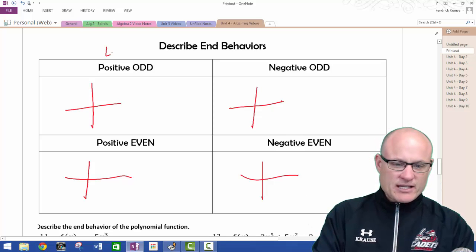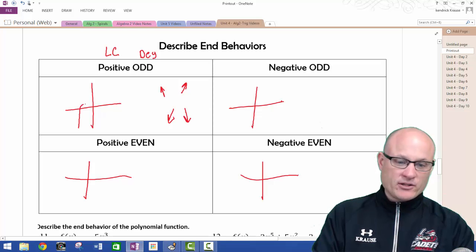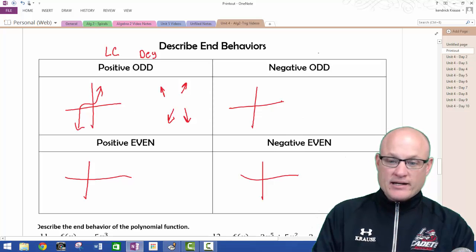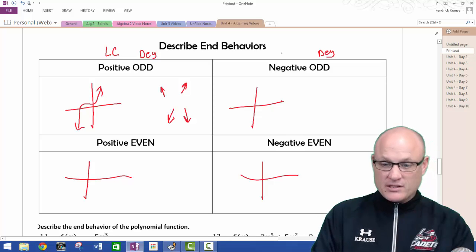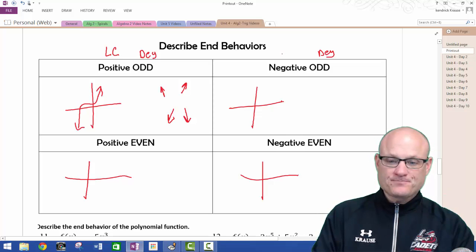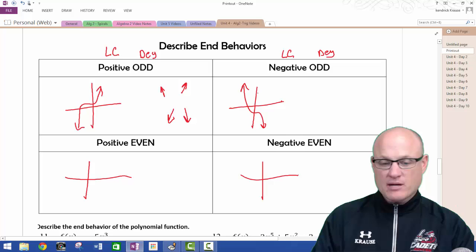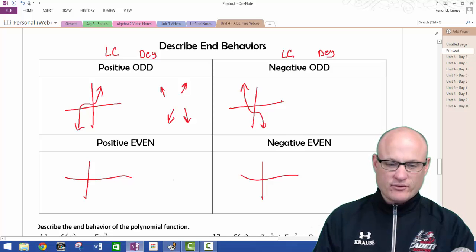Wait a second. My leading coefficient is positive, but the degree is odd. If the degree is odd, it means it's gonna go up and down, or up and down. Being positive means it's gonna go up and down like this. Since my degree is odd here, and my leading coefficient is negative here, it's going to go like this. All right. I got to stop getting behind myself. Got a little lackadaisical.